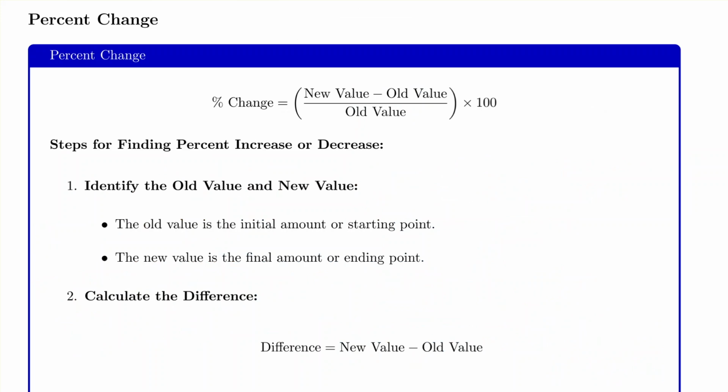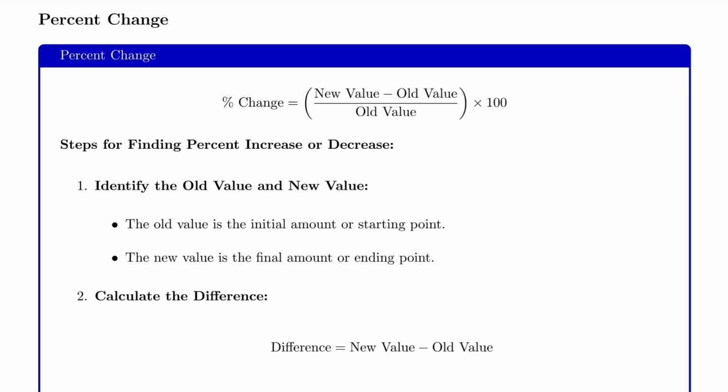So next up we have a new formula called percent change. Percent change is always the new value minus the old value, divided by the old value, times 100. And because there's a subtraction, it's very important that you keep the order correct. So remember, it's new minus old.